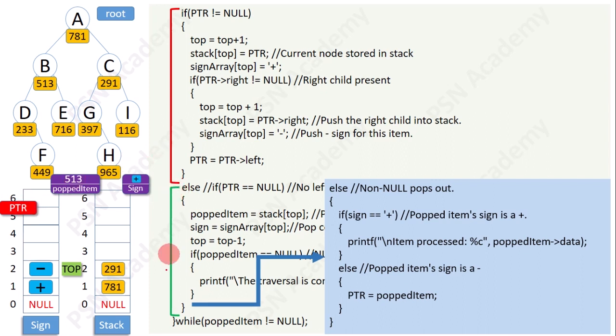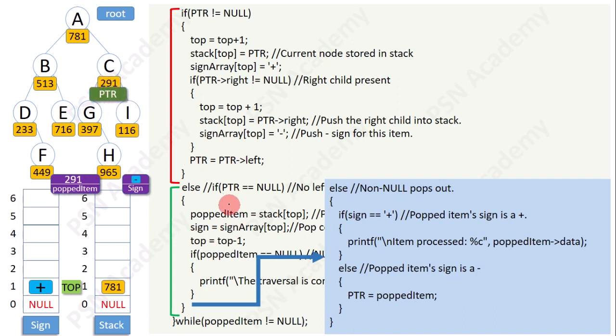So we go for this green block and we go for popping the item. So 291 will be popped and stored inside the popped item variable. Minus sign will be popped out and stored inside the sign variable, and top goes down to 1. Popped item is not null, so you go for this else block, and within this else block we find that the sign is minus here, so this else will work, and here it is asked to set PTR to popped item. So PTR is null now, so it will be set to 291. So it will go straight over here.